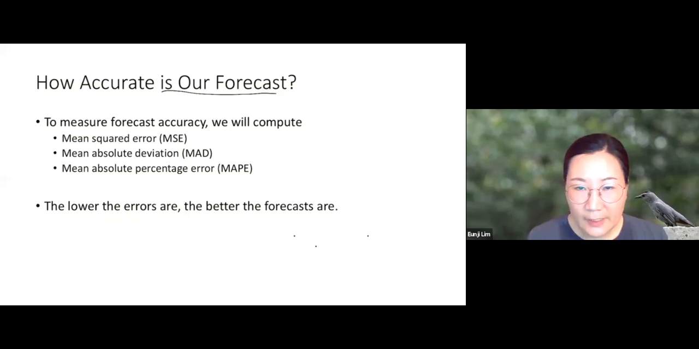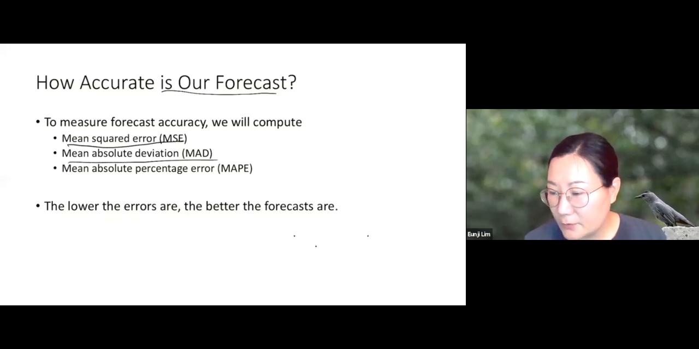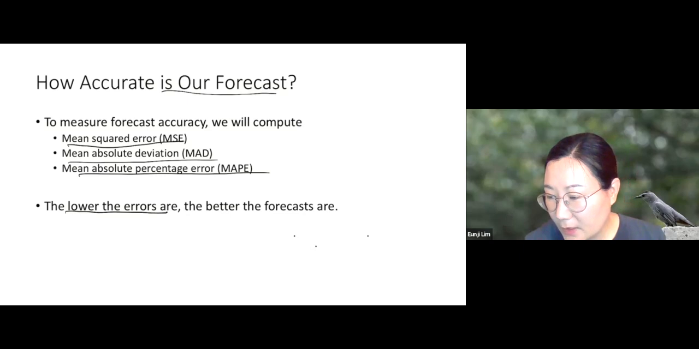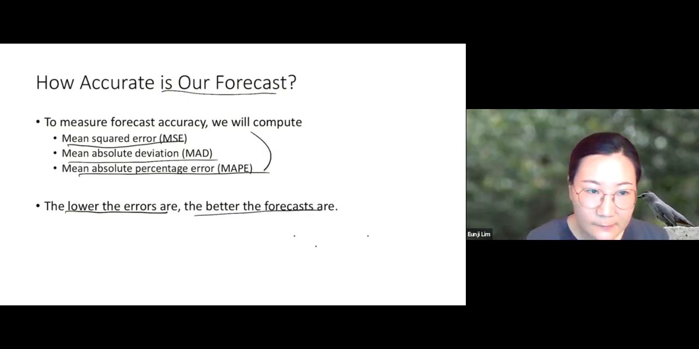To measure forecast accuracy, we're going to use the following quantities: the mean squared error, MSE, the mean absolute deviation, MAD, and the mean absolute percentage error, MAPE. They represent how large the errors are in the forecast. So the lower these values are, the better the forecasts are.